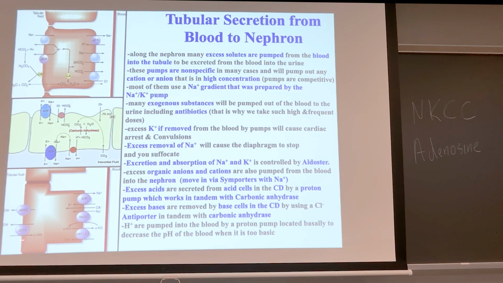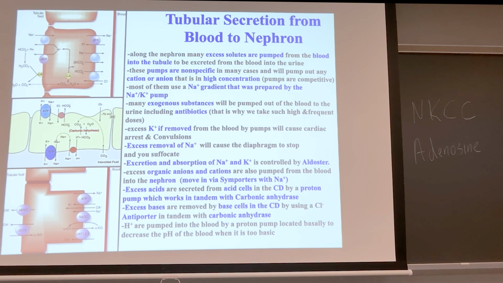Or you can have what are called OATs. This is organic anion transporter, and this one happens to be number 4. There are several, there's 1, 2, 3, 4, I think up to 8 different organic anion transporters. And 4 is very common in the collecting ducts, for example, that can get rid of any organic anion that your body is producing.